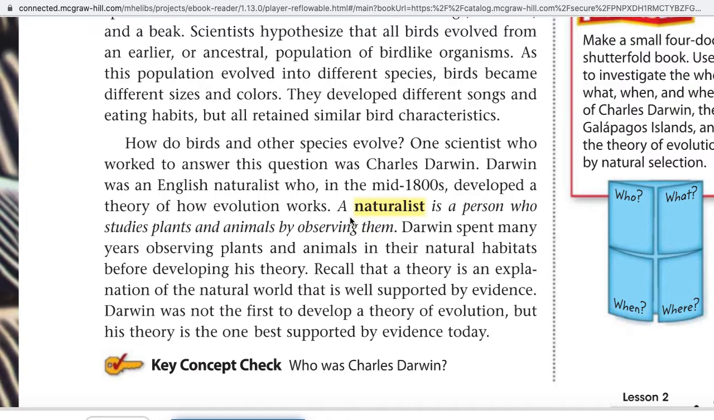Okay. How do birds and other species evolve? One scientist who worked to answer this question was Charles Darwin. Darwin was an English naturalist who in the mid-1800s developed the theory of how evolution works. A naturalist is a person who studies plants and animals by observing them. Darwin spent years observing plants and animals in their natural habitats before developing his theory. We call them theory, an explanation of the natural world that is well supported by evidence. So Darwin was not the first to develop a theory of evolution, but his theory is the one best supported by evidence today.